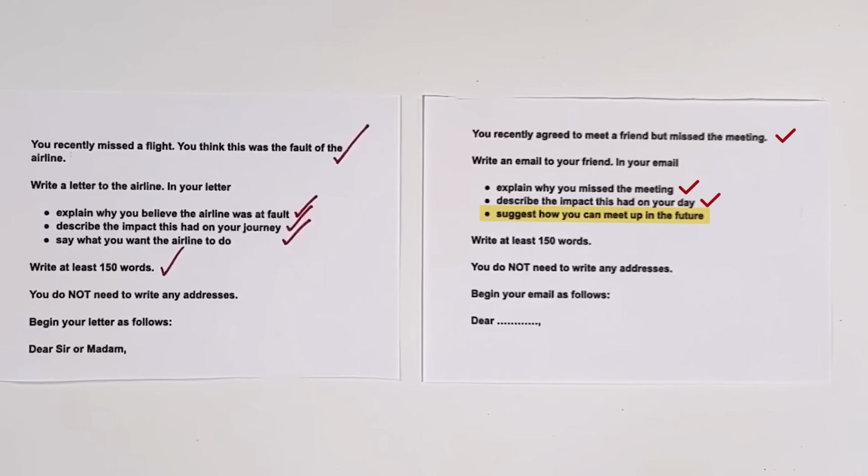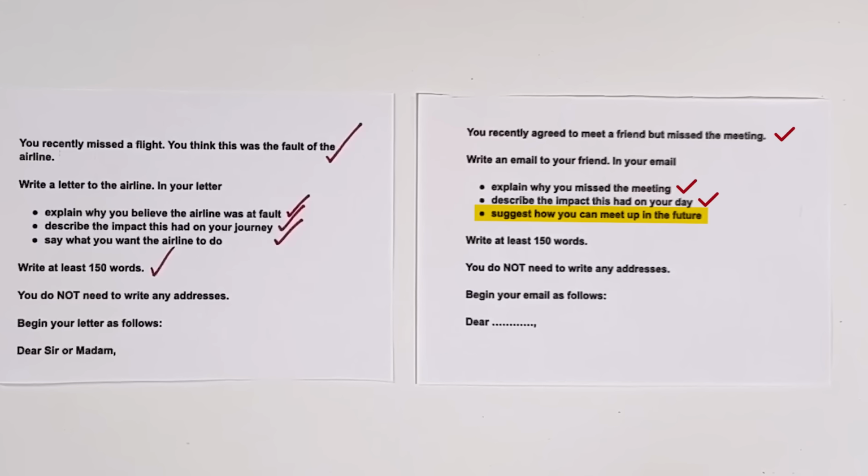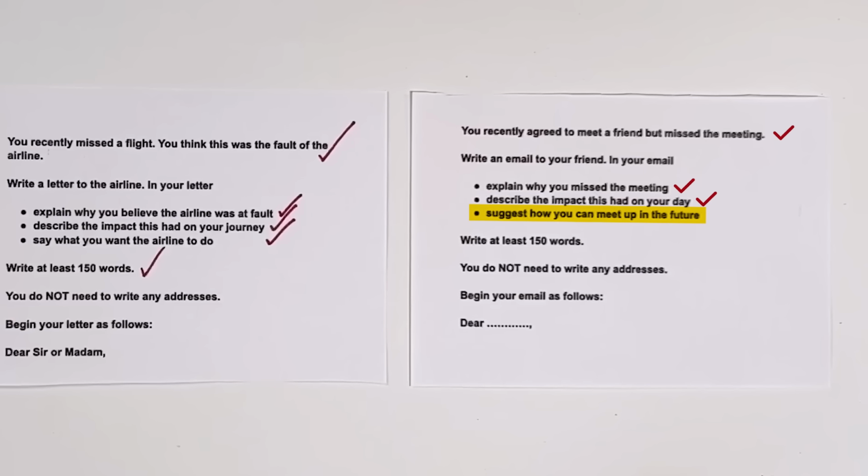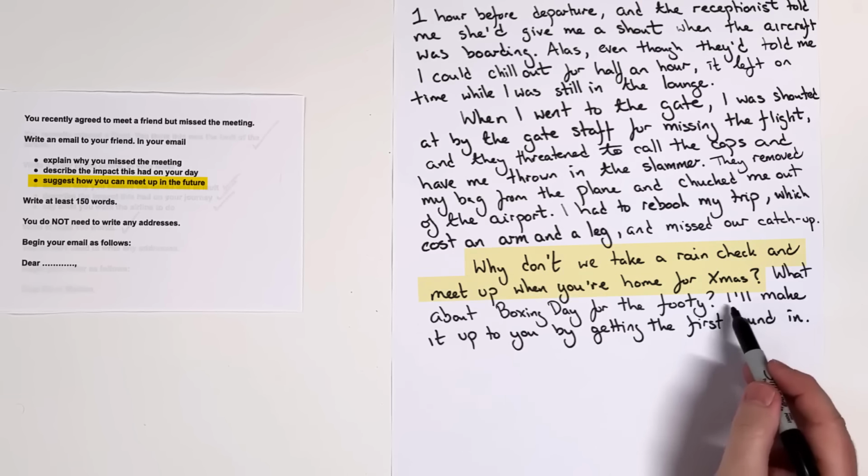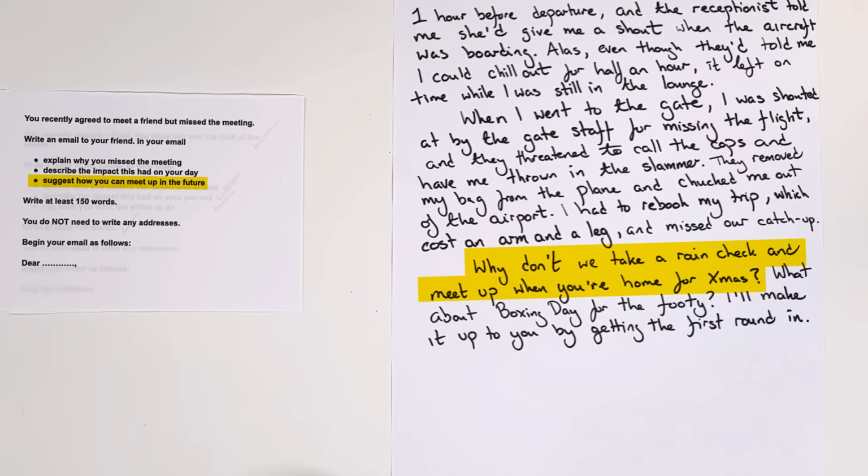Okay, so let's finish off with our final bullet point. Suggest how you can meet up in the future. Why don't we take a rain check and meet up when you're home for Xmas? So it's just a shortened, more informal way of saying Christmas. What about Boxing Day for the footy? Footy is football. I'll make it up to you by getting the first round in. Getting the first round in, in Ireland, means buying the first drink.